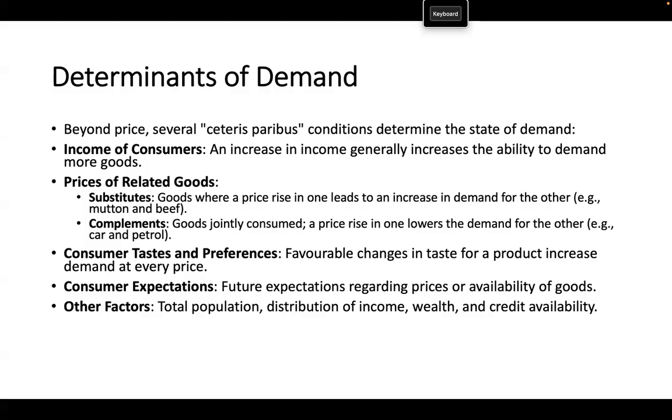Another factor is the price of related goods. We have some goods that are related. An example is what are known as substitutes. You can substitute one good for another. Substitute goods are goods where a rise in the price of one leads to an increase in the demand for the other.